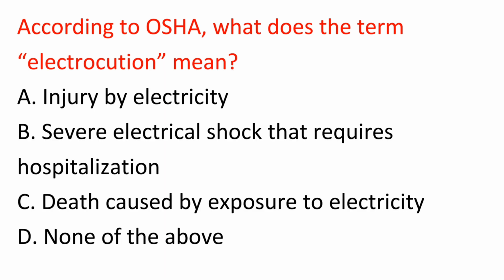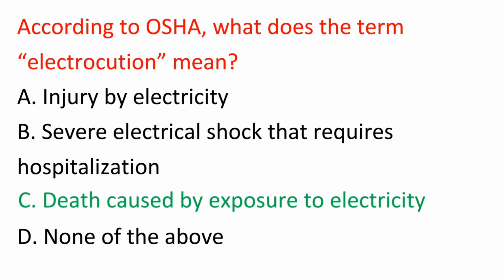Question: According to OSHA, what does the term electrocution mean? A. Injury by electricity. B. Severe electrical shock that requires hospitalization. C. Death caused by exposure to electricity. D. None of the above. Answer: C. Death caused by exposure to electricity.